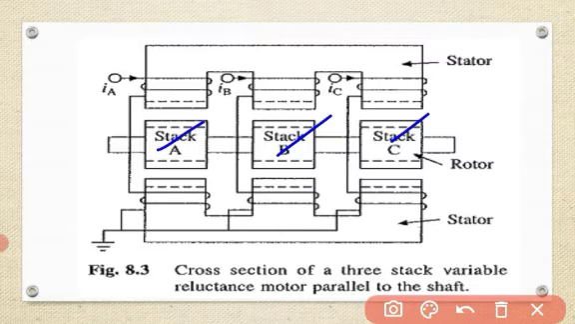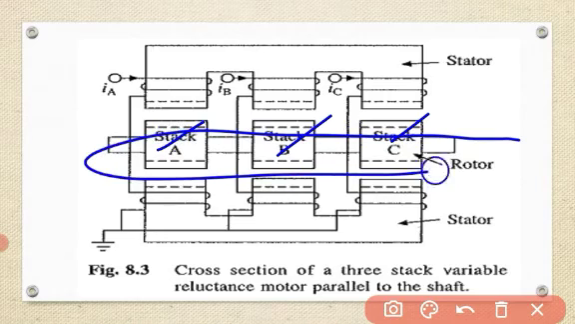Usually, 3 stacks are common. Multi-stack motors may employ as many as 7 stacks also. If you want fewer steps, that is, a smaller step angle, a greater number of stacks is used. In general, 3 stacks are common. In this, the stacks are variable reluctance motors with their rotors mounted on a common shaft.